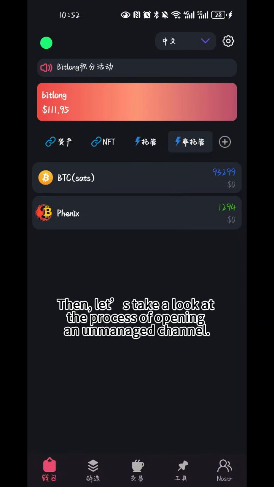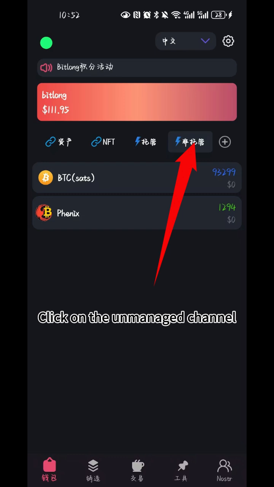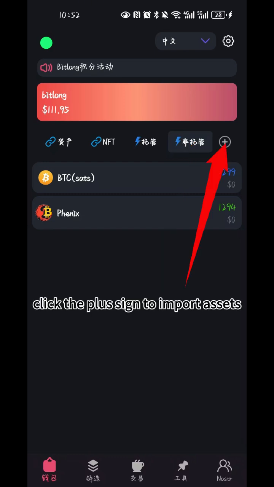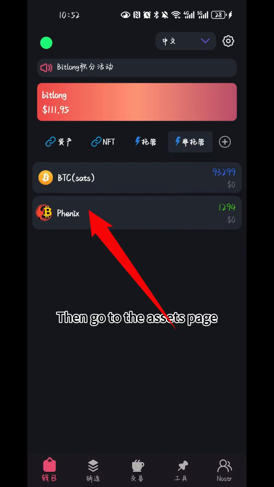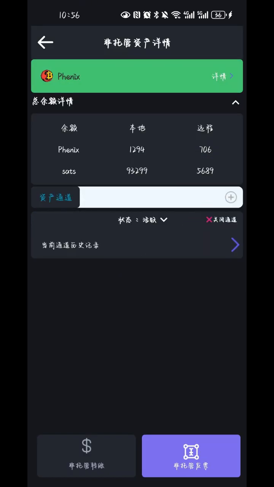Then, let's take a look at the process of opening an unmanaged channel. Click on the unmanaged channel. Click the plus sign to import assets. Then go to the Assets page. Click the plus sign to open a channel.